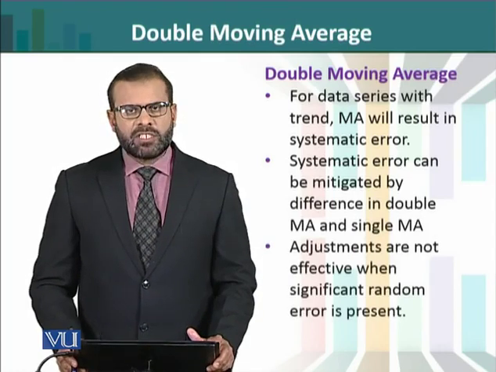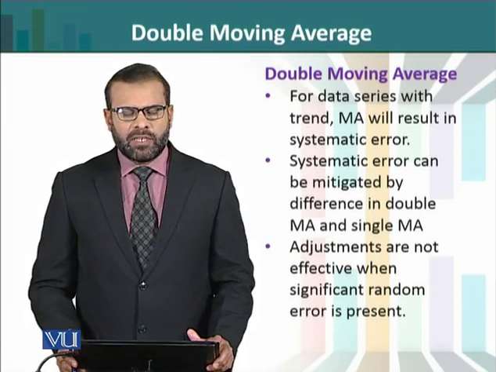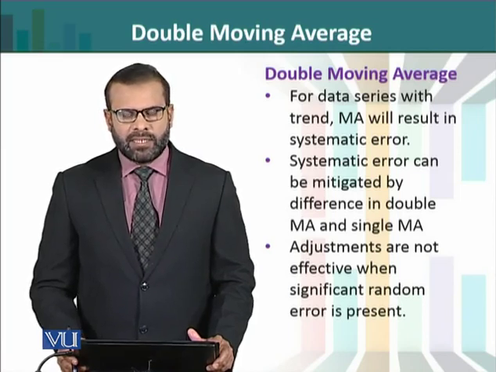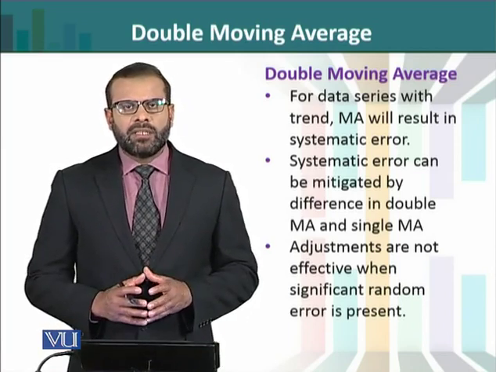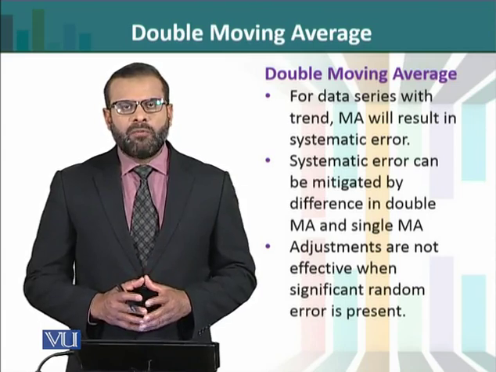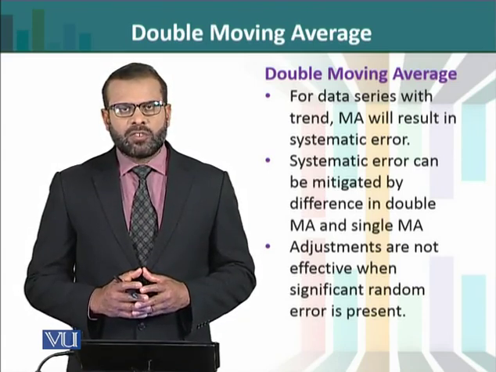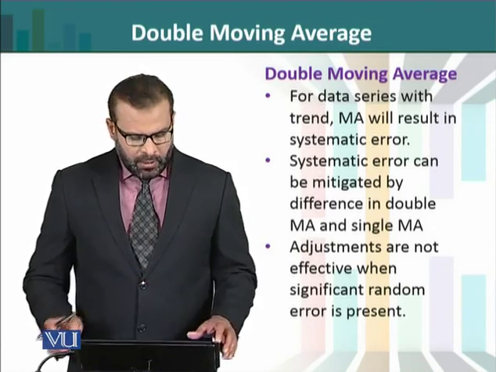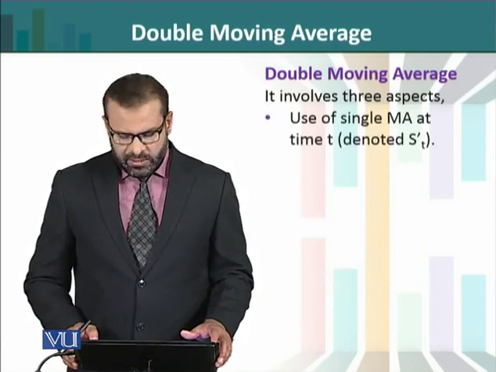The adjustments which we make with the help of the difference between the single and the double moving average are unable to make the corrections when there is significant random error in the data set. So we must be aware of this situation, that this extra smoothing is only helpful when the error is systematic and not random. There may be some random noise, but the presence of random noise is not very significant.